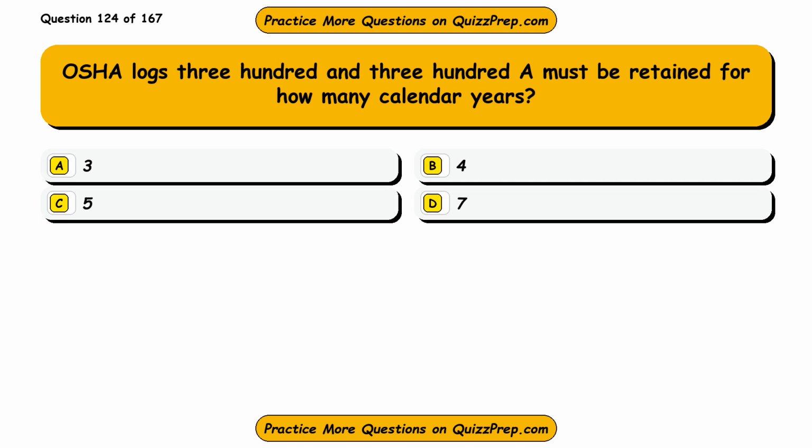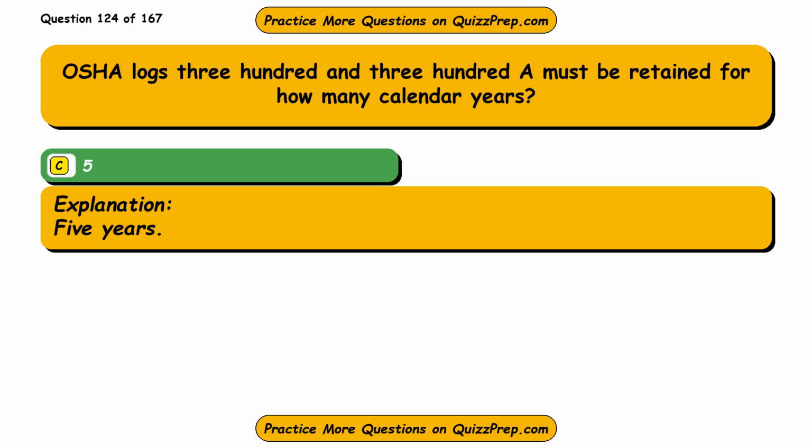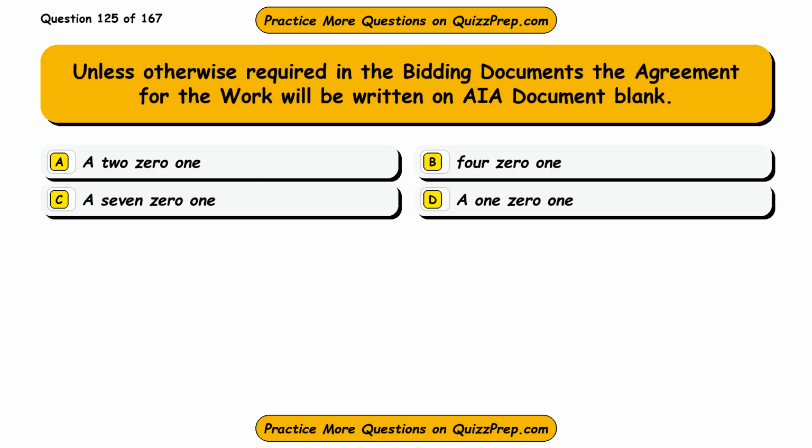Question 124. OSHA logs 300 and 300A must be retained for how many calendar years? Option A, 3. Option B, 4. Option C, 5. Option D, 7. The correct answer is option C, 5. 5 years.